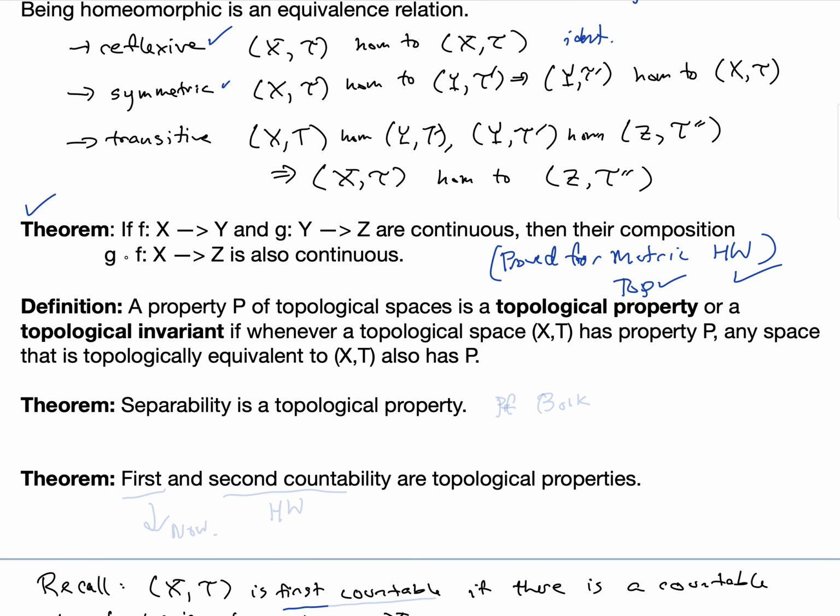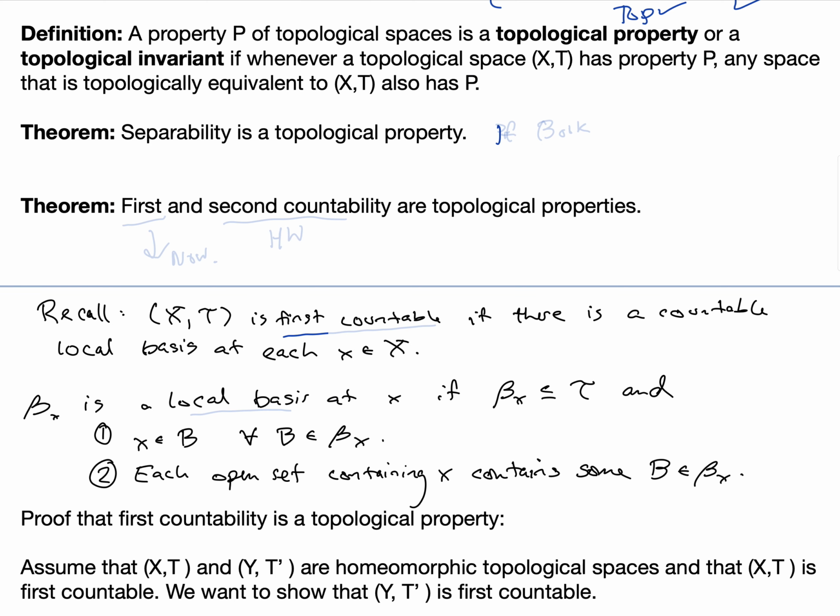First, separability is a topological property. The proof of this is in our book. Next, first and second countability are each topological properties. The proof that second countability is a topological property is going to be for homework, and the proof that first countability is a topological property we will prove right now.